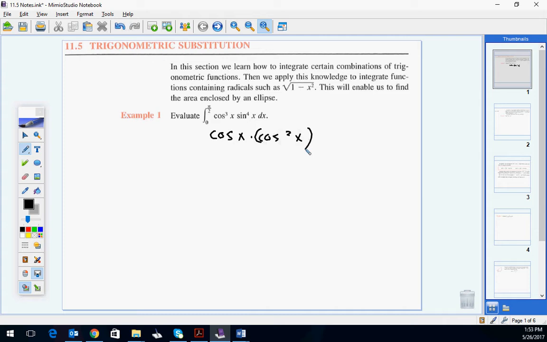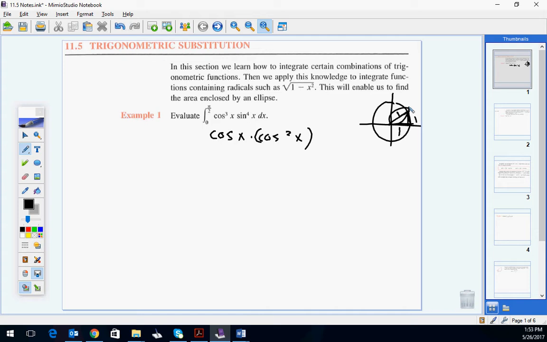Why are cosine squareds helpful? Cosine squared plus sine squared equals 1, right? That's based off the Pythagorean theorem if you didn't know that identity. Remember, cosine is your x, sine is your y. This squared plus this squared is 1 because the unit circle has a radius of 1. That's where that identity comes from.